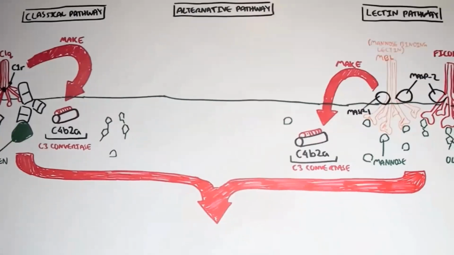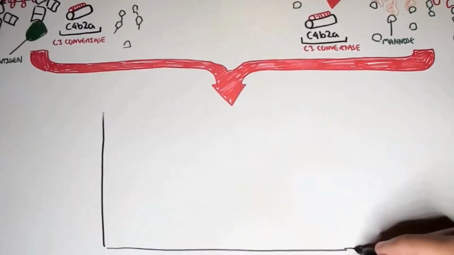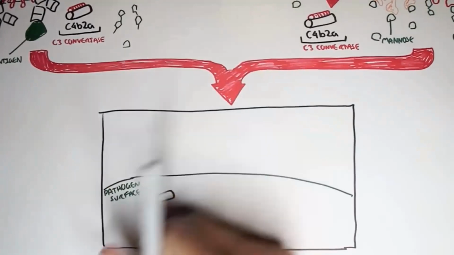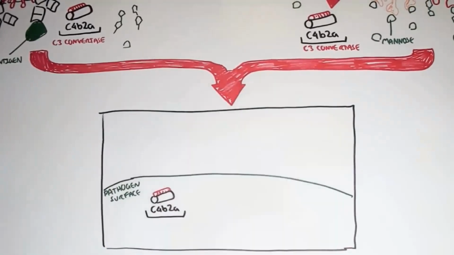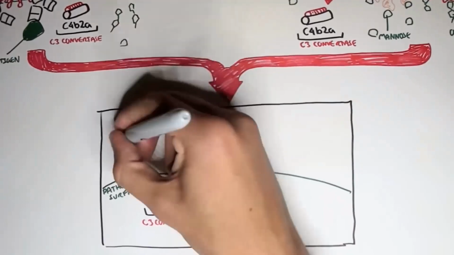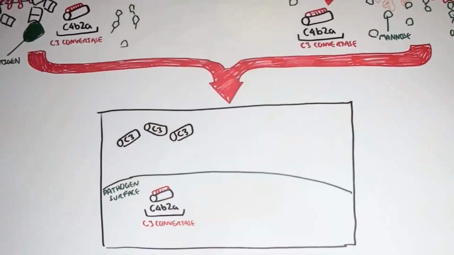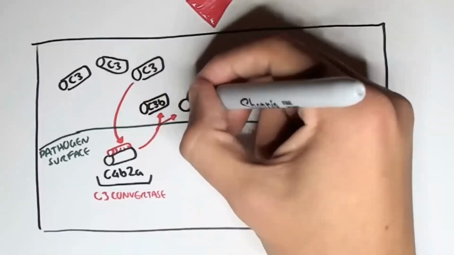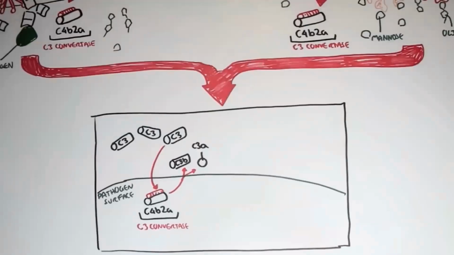So now the question is, what does the C4b2a complex do, this C3 convertase? Well, the C3 convertase is on the surface of the pathogen. And what it essentially does is that it activates the C3 protein. So the C4b2a complex splits the C3 to form C3b and C3a.